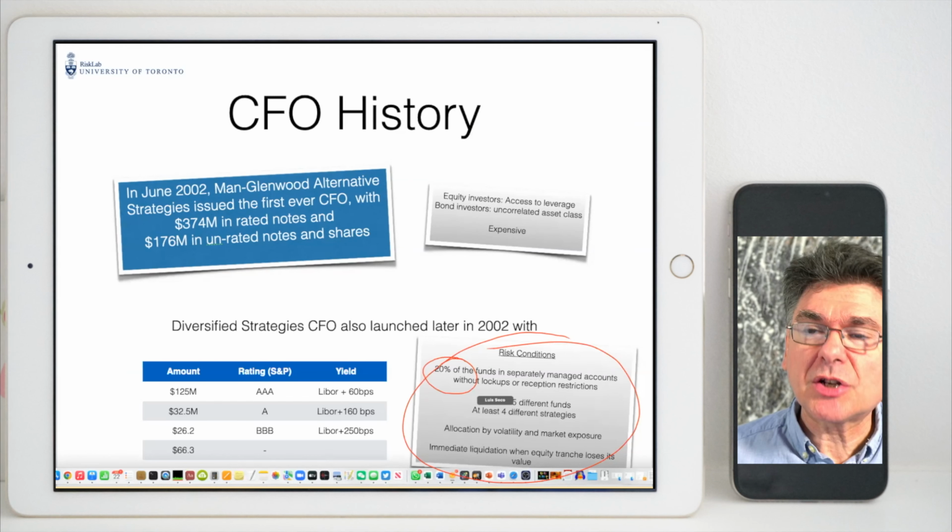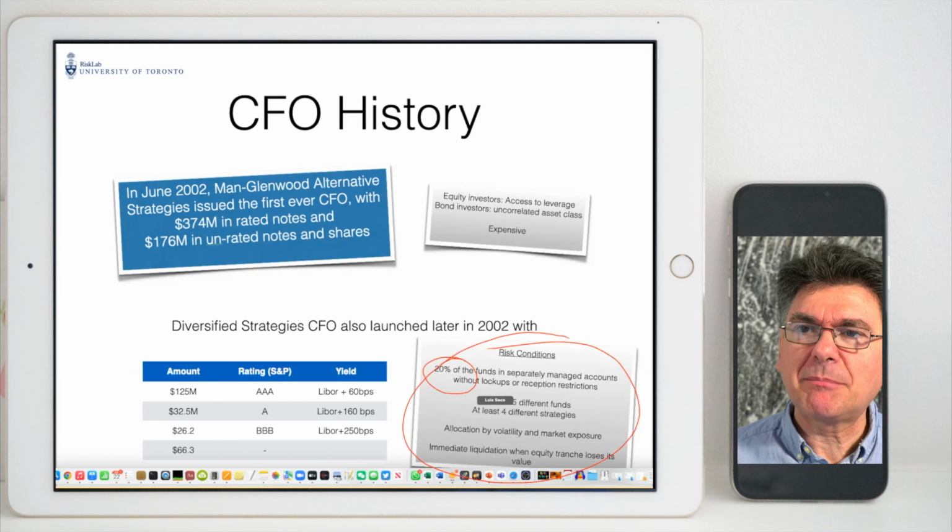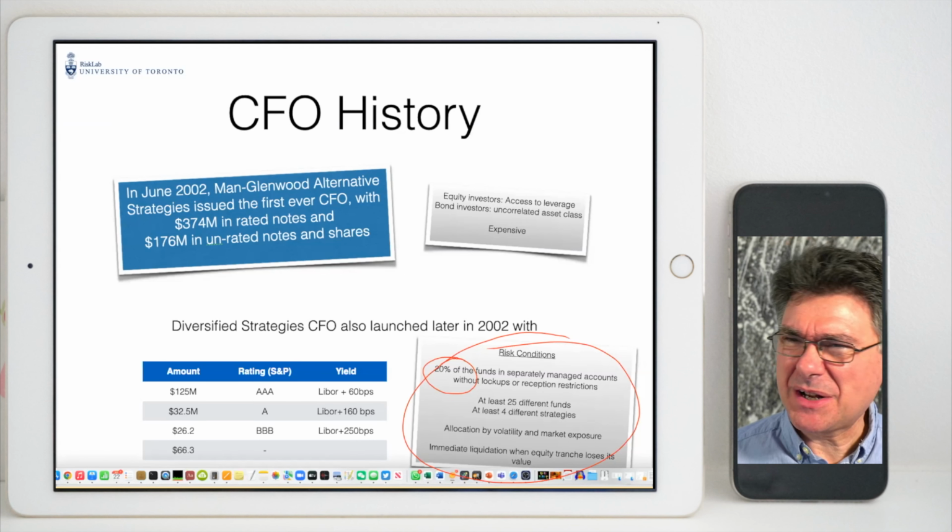So 20% of the funds had to be in separately managed accounts. I mentioned very briefly what a managed account is. It's not something very important for this course, but it's something which is there for risk mitigation, okay?